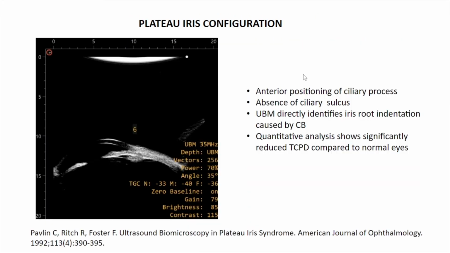Then moving on to plateau iris configuration. In this, we can see one of the fellows. I think you already put it up on the side. It's okay. Go ahead. Continue. It's fine. Yes. So we can see that the ciliary processes are anteriorly positioned. The ciliary sulcus is not visible. You are showing somewhere else. Sorry. Show it properly. Yeah. The ciliary processes are rotated anteriorly, and the ciliary sulcus is not visible. The angle is obstructed by the plateau iris configuration.